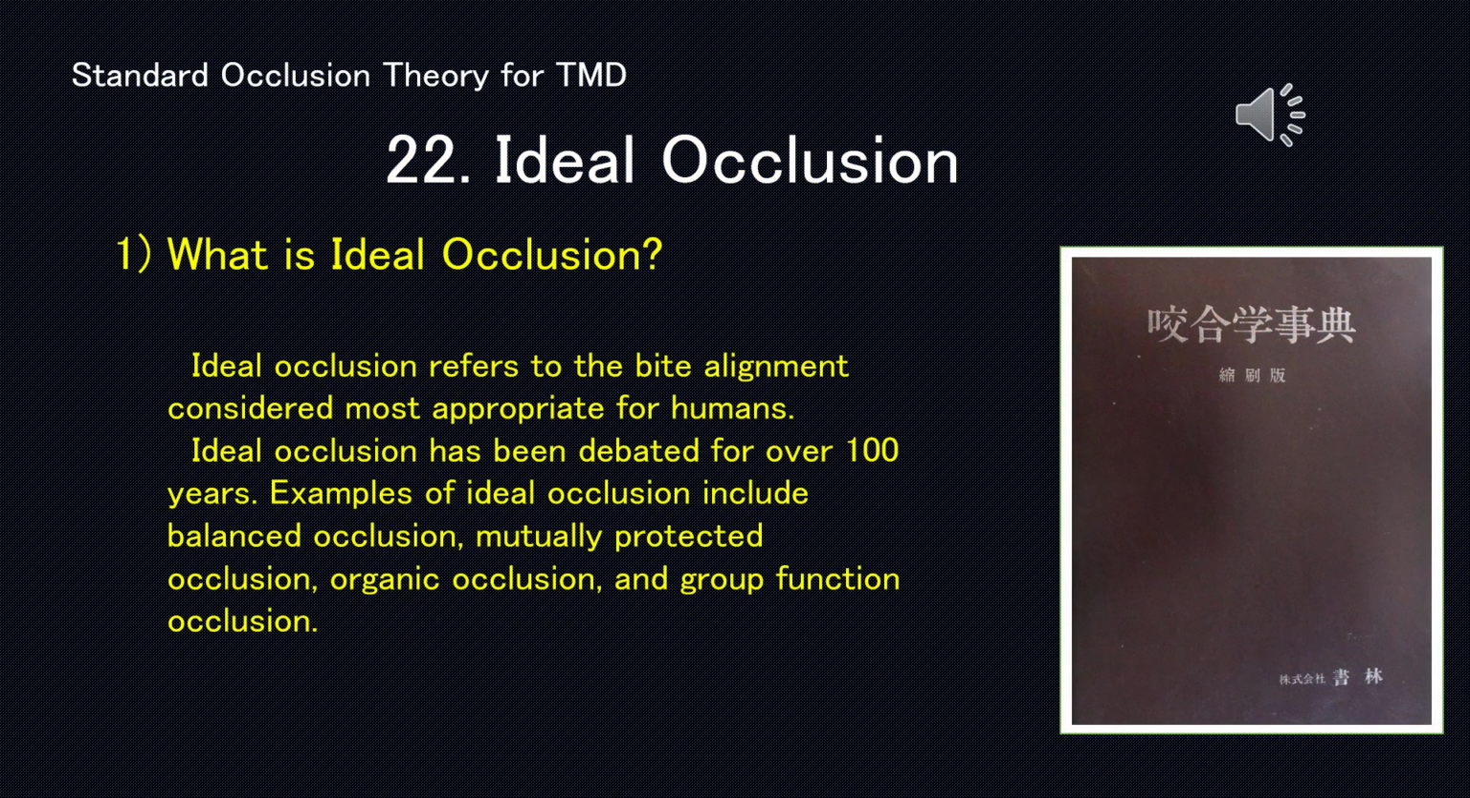1. What is ideal occlusion? Ideal occlusion refers to the bite alignment considered most appropriate for humans. Ideal occlusion has been debated for over 100 years. Examples of ideal occlusion include balanced occlusion, mutually protected occlusion, organic occlusion, and group function occlusion.